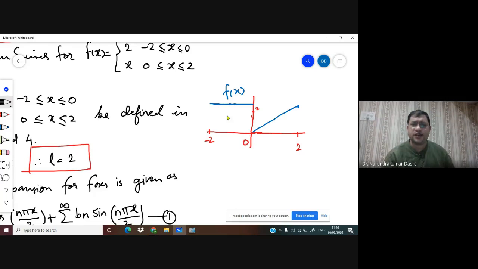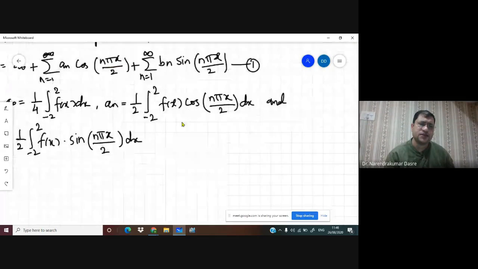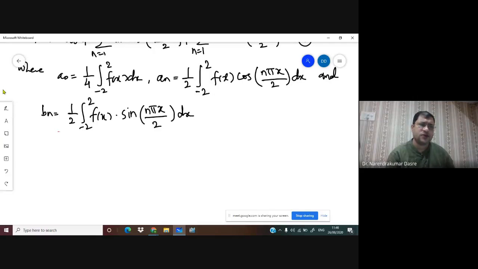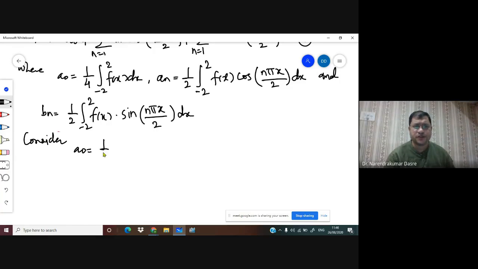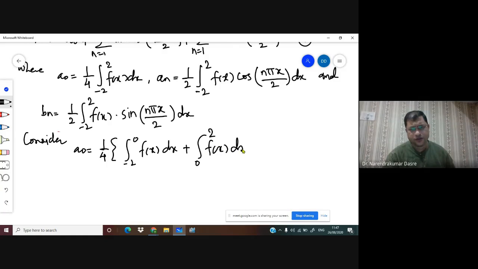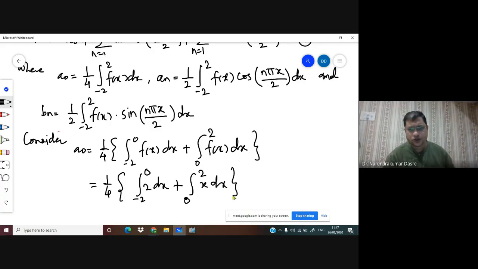So we easily break this integral into two parts, minus 2 to 0 and 0 to 2. We'll evaluate A0 first. Hence we consider A0 is equal to 1 by 4 times the integral from minus 2 to 0 of f of x dx plus the integral from 0 to 2 of f of x dx. Hence we have 1 by 4, the integral from minus 2 to 0, where the value of the function is 2, dx, plus the integral from 0 to 2, where the value of the function is x.